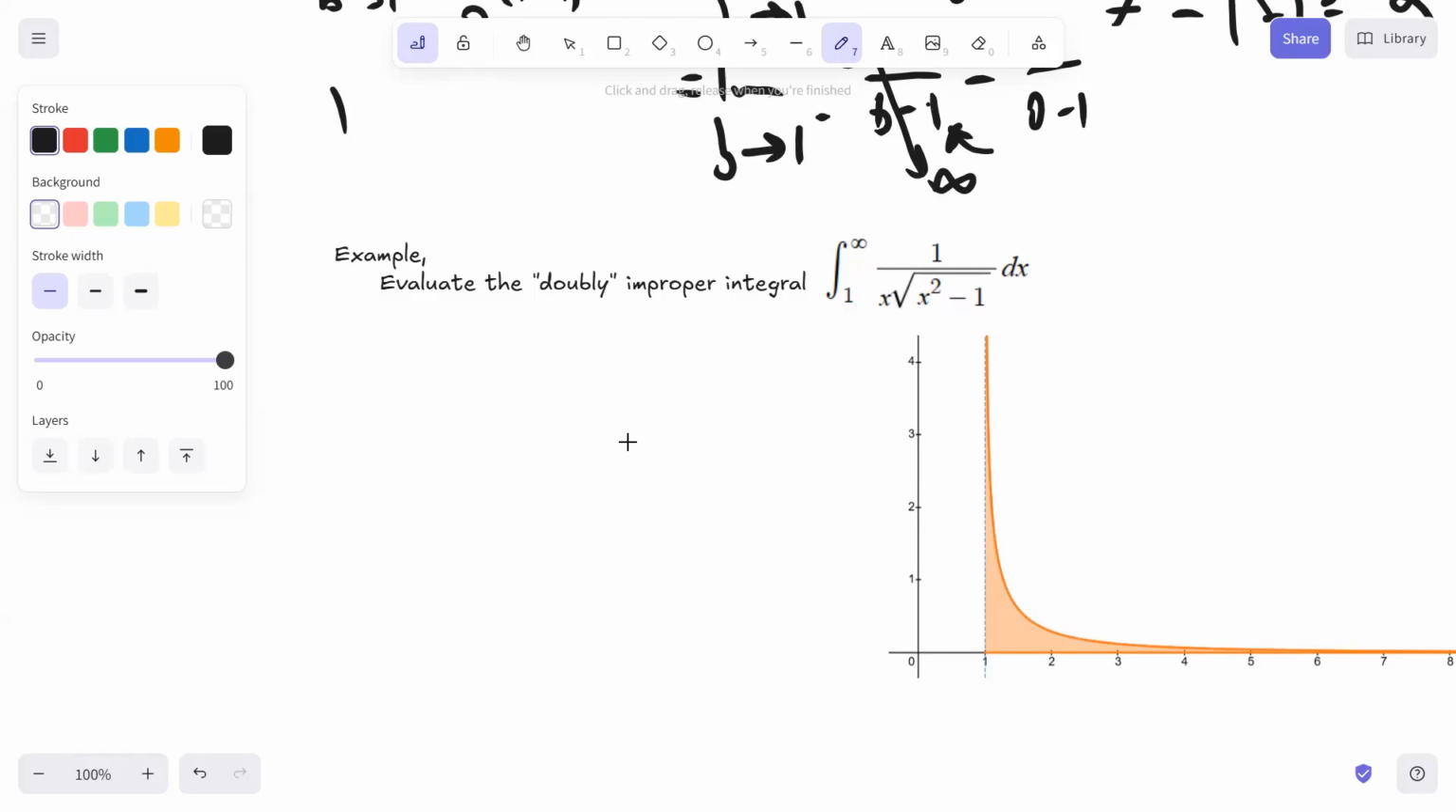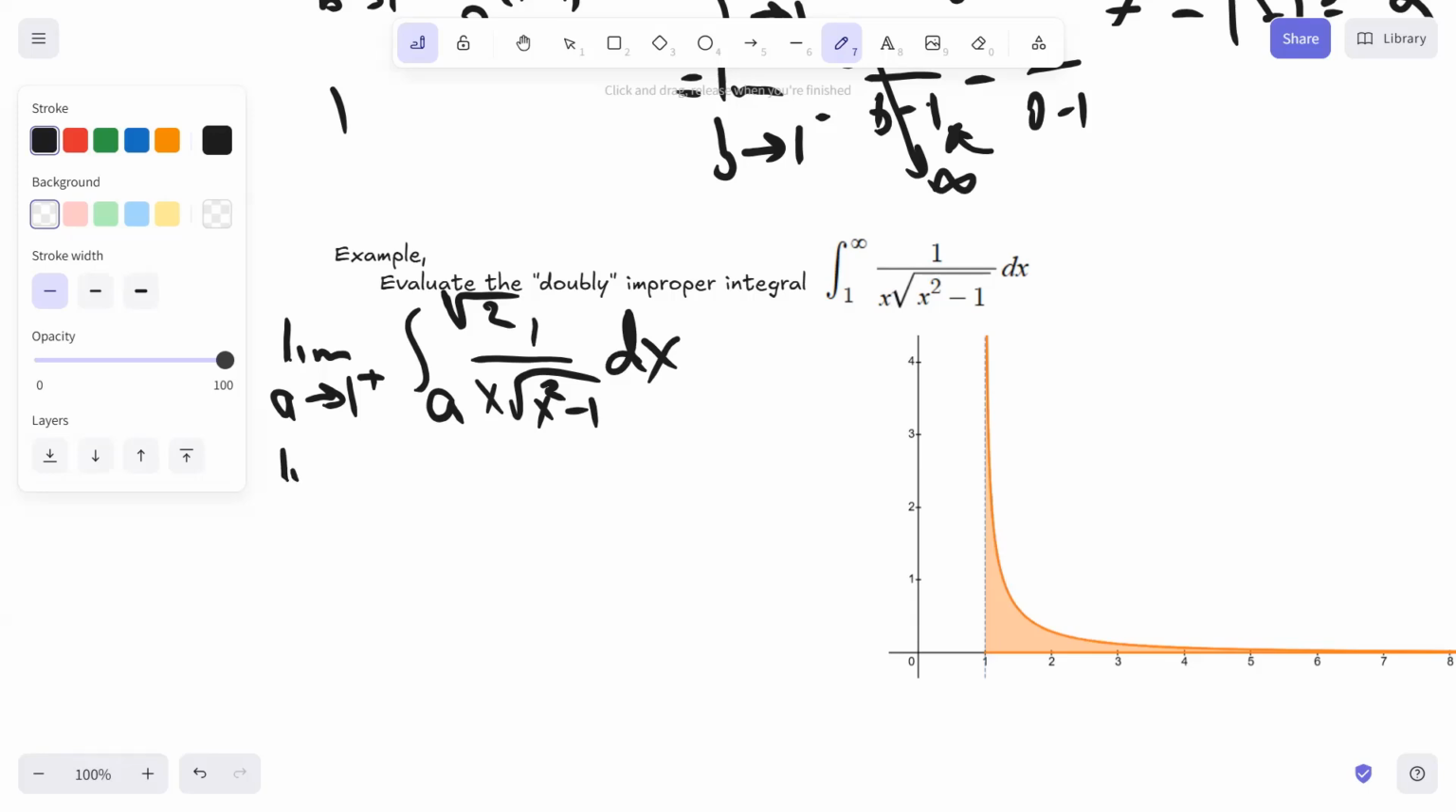Next example we want to take a look at is this doubly improper integral. The issue with this one is that the upper limit is infinite and the lower limit is an infinite discontinuity. So in this case, we're going to have to break it up into two separate integrals. We're going to do the limit as a approaches 1 from the right of the integral from a to a value between 1 and infinity. I'm going to pick root 2 because I know that the antiderivative is arcsecant, and root 2 is a value that arcsecant is easily evaluated at.